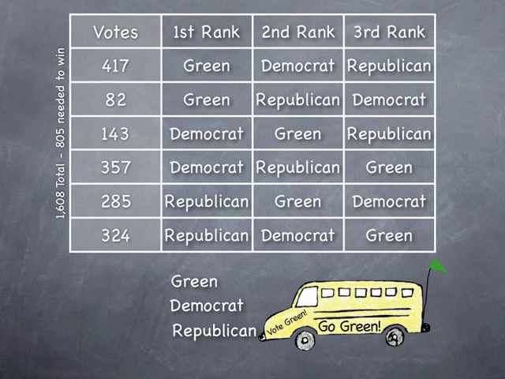With instant runoff voting, you have the ability to do that. You pick your first rank and you can choose whomever you want for your second or third rank. It gives you more choices. Let's go ahead and count the votes.